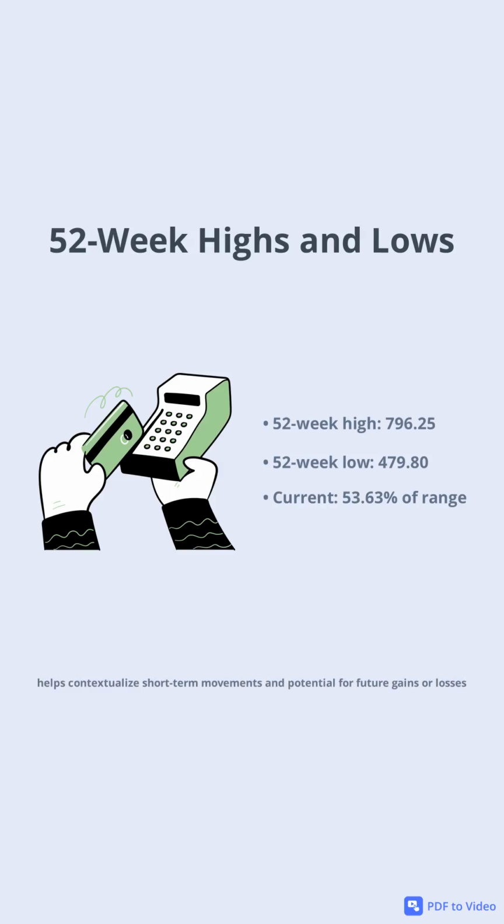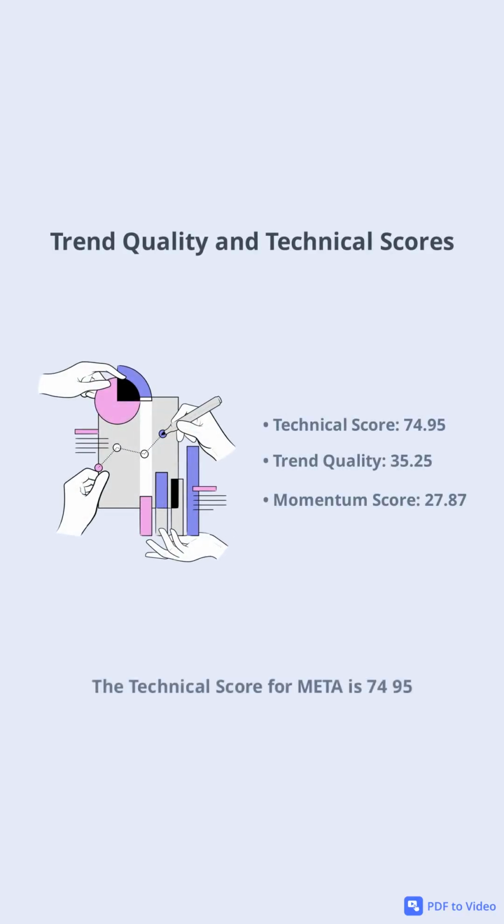The technical score for Meta is 74.95, indicating a strong technical setup. The Trend Quality Index is 35.25, and the Momentum score is 27.87. These composite scores aggregate multiple indicators to provide an overall assessment of the stock's technical health. High technical scores often attract momentum traders and can lead to increased trading activity.